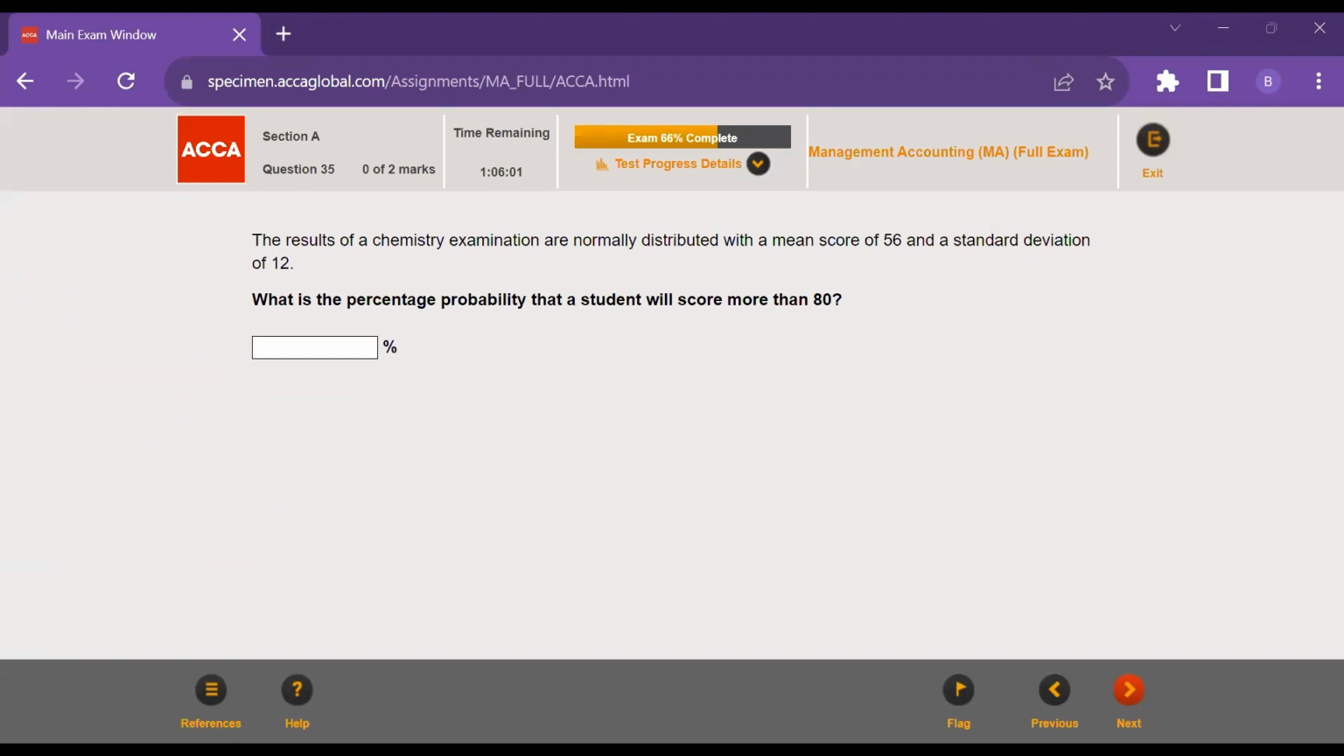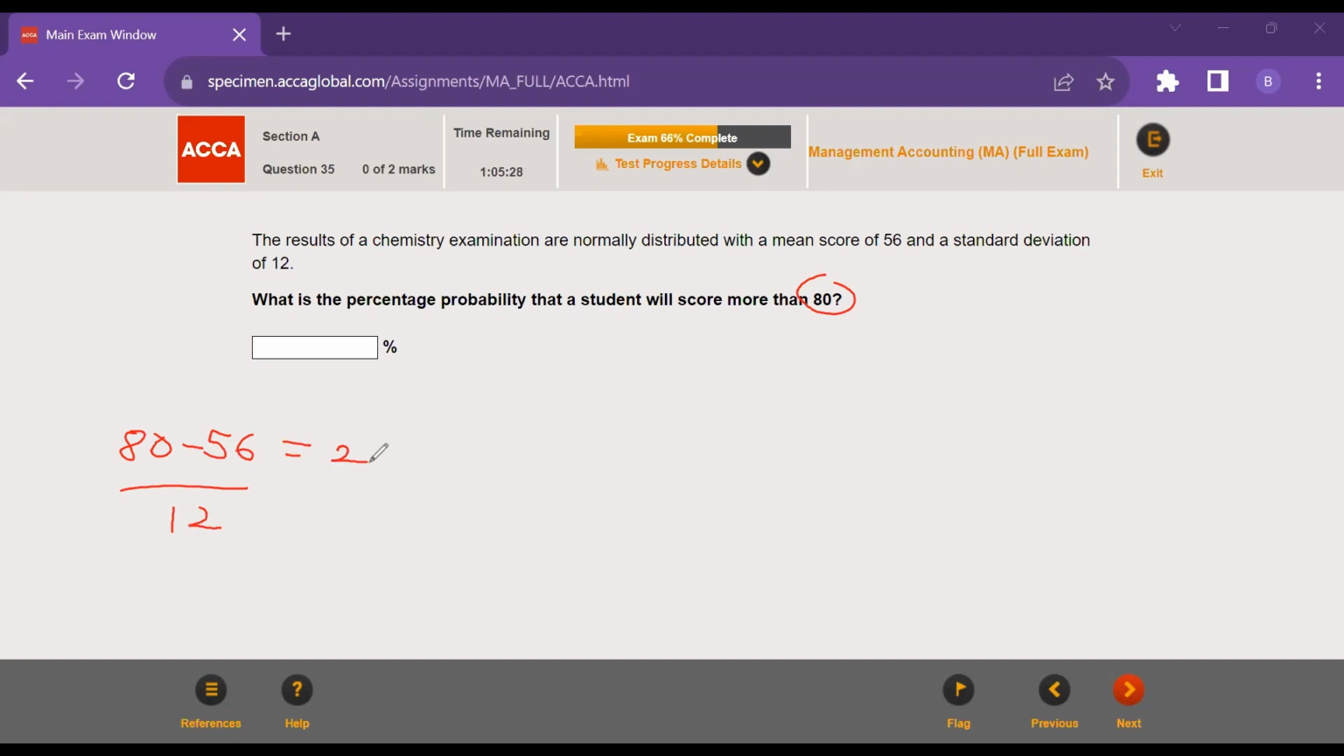The results of a chemistry examination are normally distributed with a mean score of 56 and a standard deviation of 12. Now, what is the percentage probability that the student will score more than 80? So, we have to first use the Z score. The Z score is 80 minus your mean, which is 56, divided by your standard deviation. So, this is 2.